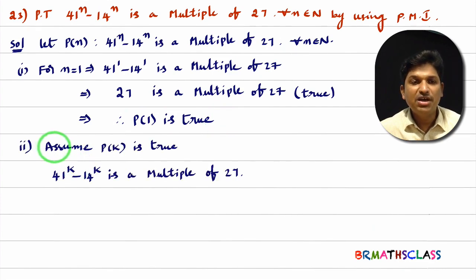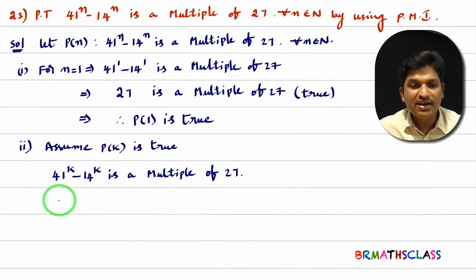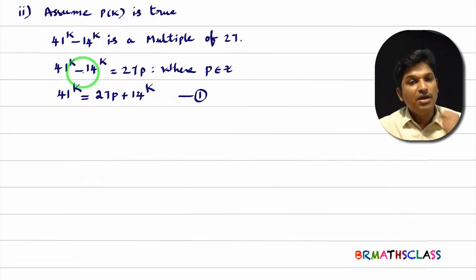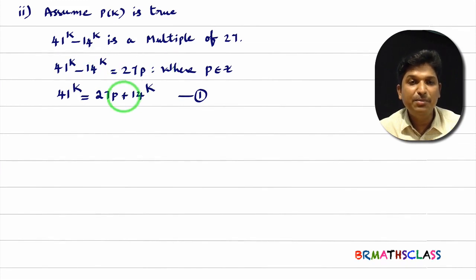I assumed P of k is true and I write P of k. How can you write P of k? In this statement P of n, wherever n is there, if you write k, then you will get P of k. Now, as this is a multiple of 27, I can write like this: 41 power k minus 14 power k equal to 27 into some integer. If I take minus 14 power k to the right-hand side, it will become plus 14 power k.